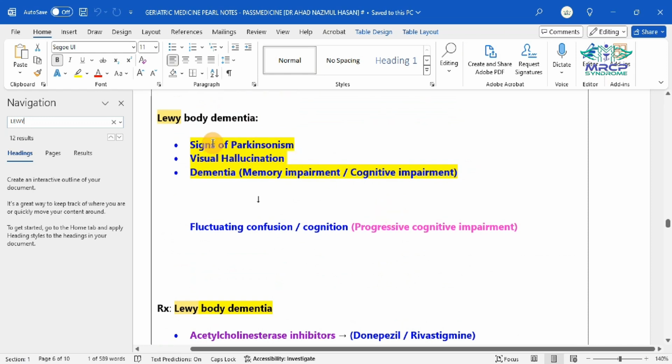So they will come with features of Parkinsonism, features of dementia, and visual hallucination. And the dementia in Lewy body dementia usually follows a specific pattern. There would be progressive cognitive impairment, and there would be fluctuating cognition. So it would be progressive and it will also be fluctuating.